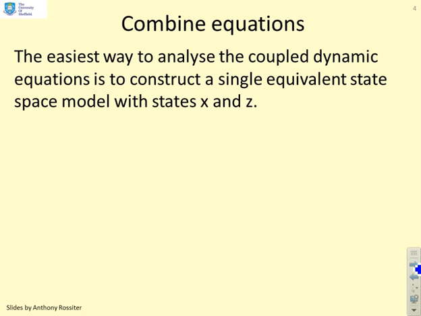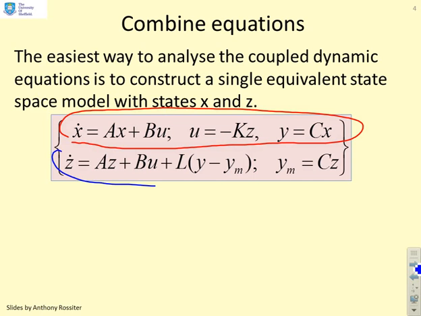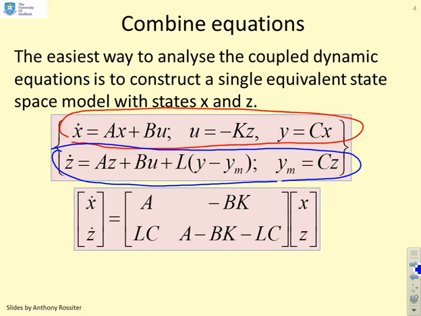The easiest way to analyze these coupled dynamic equations is to construct a single equivalent state space model with states x and z. So here we go. You'll notice that the top is the system. You see we've got x dot equals Ax plus Bu, u equals minus Kz, and y equals Cx. And underneath that, these equations represent the observer dynamics. If we combine these into a single model with states x and z, this is what we get.